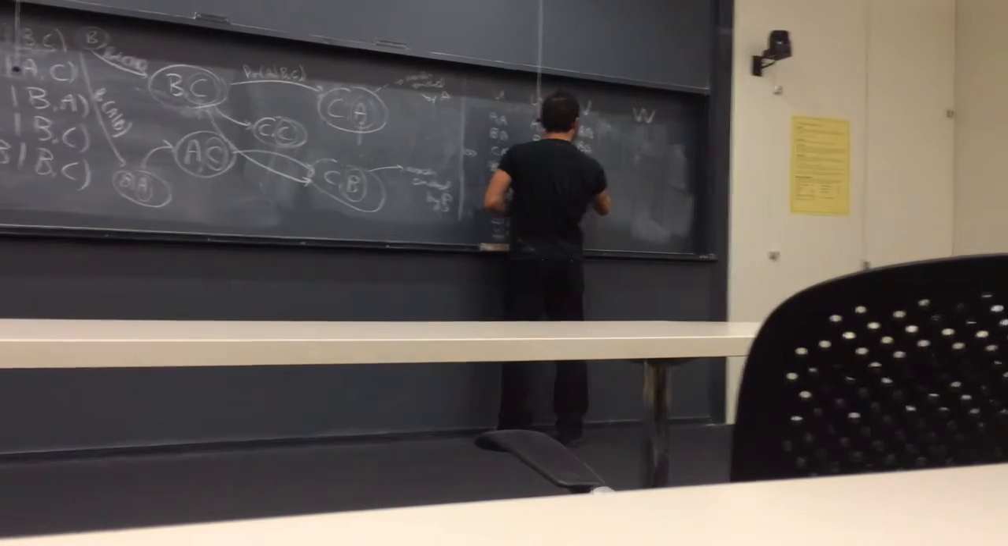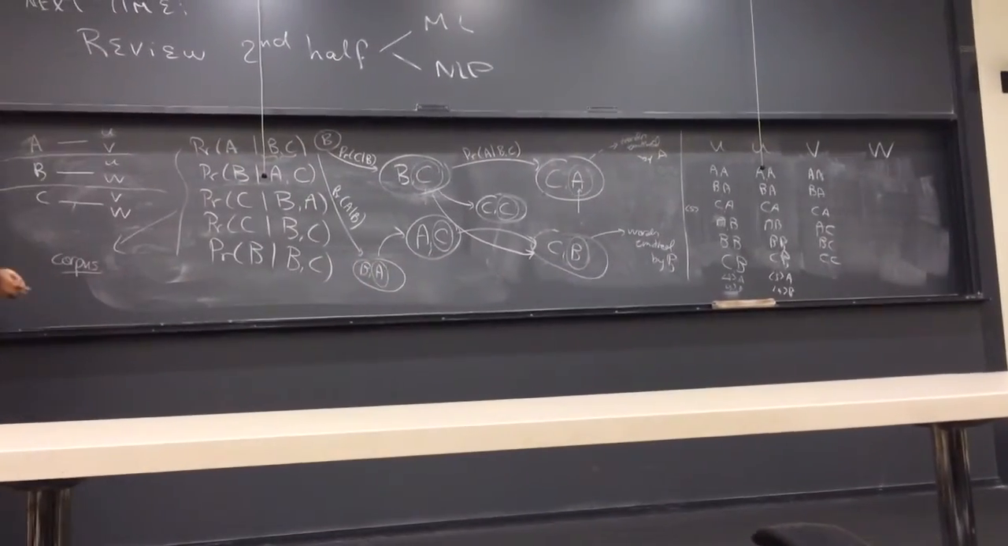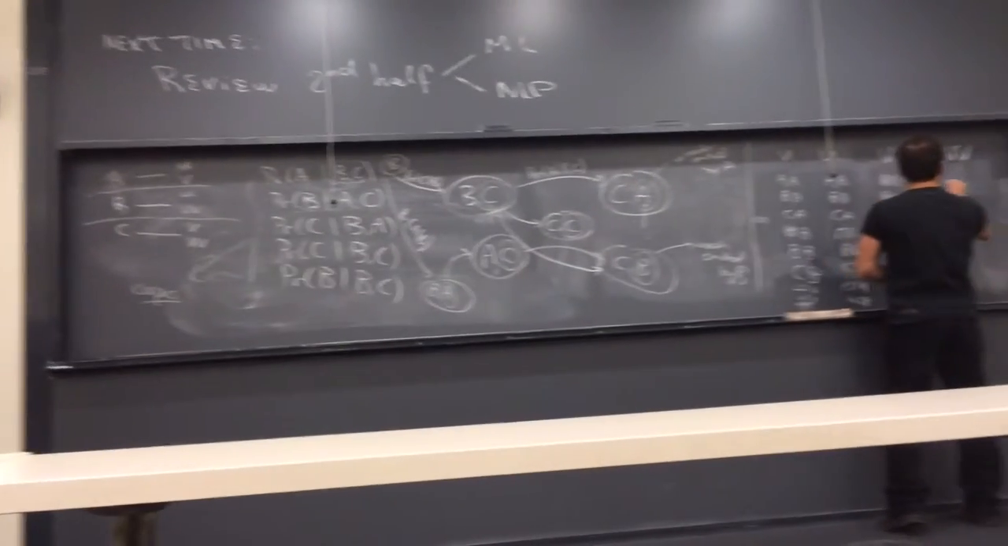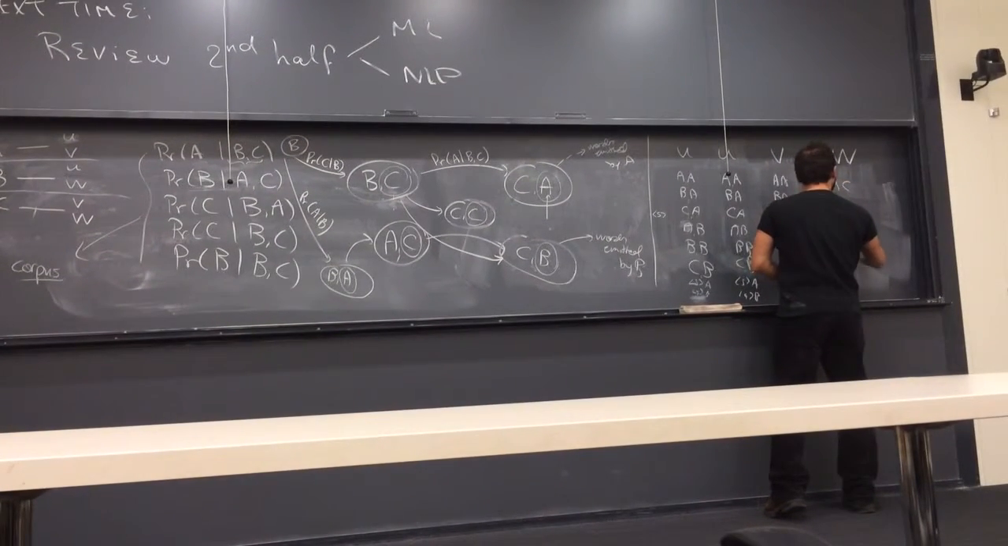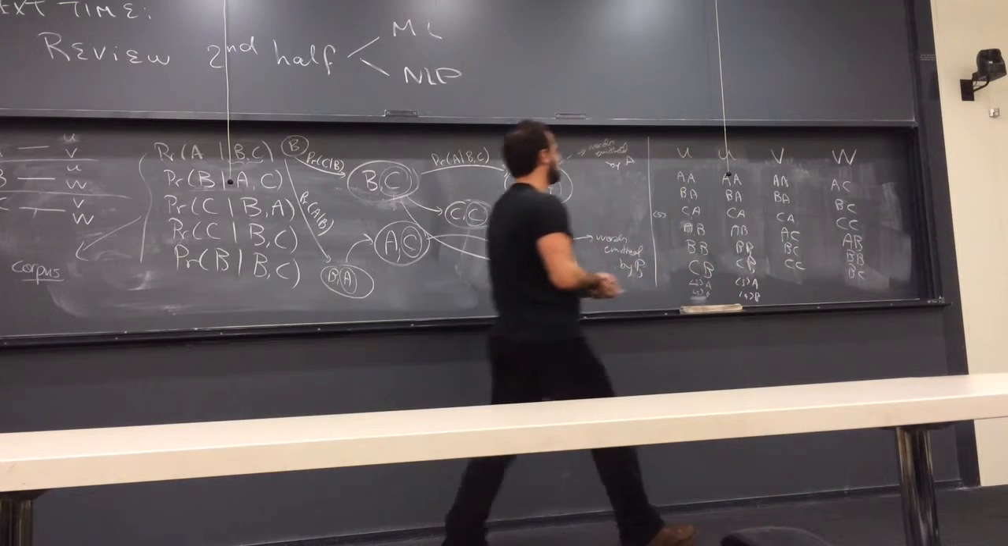BA, CA, AC, BC, CC. W is either a B or a C, so all the states will have a B or a C in the second component. So AC, BC, CC, AB, BB, BC, CB.